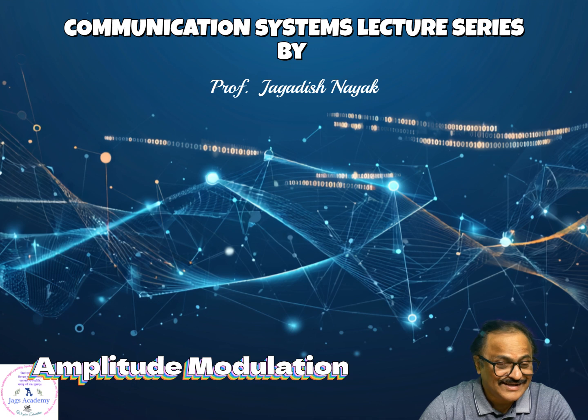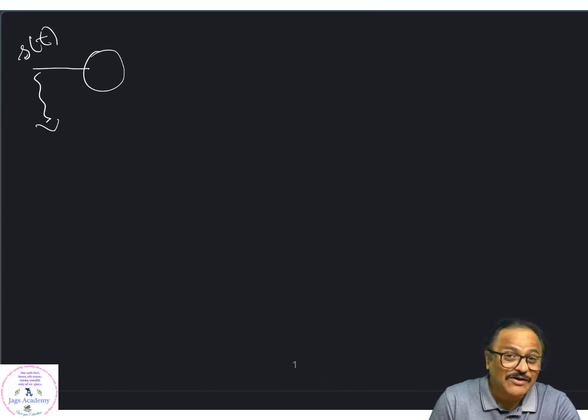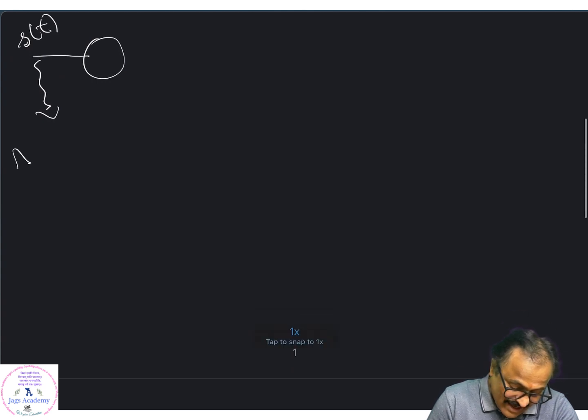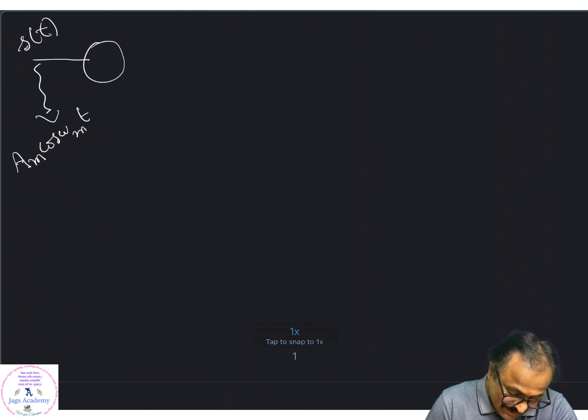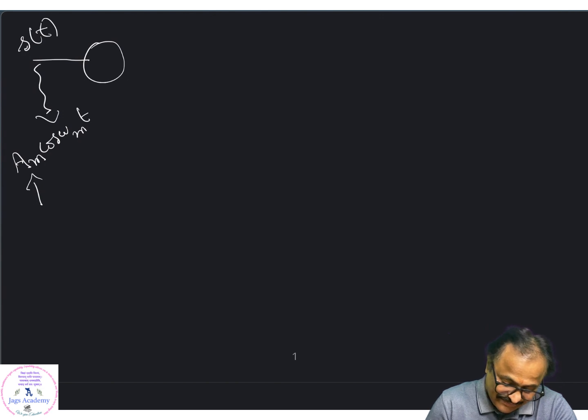So let us see how to transmit a low frequency signal to a longer distance using the amplitude modulation technique. Let us consider a signal S of t, which is low frequency in nature. I will consider this as Am cos of omega m t. This is a signal where Am is the amplitude and omega m is the frequency.